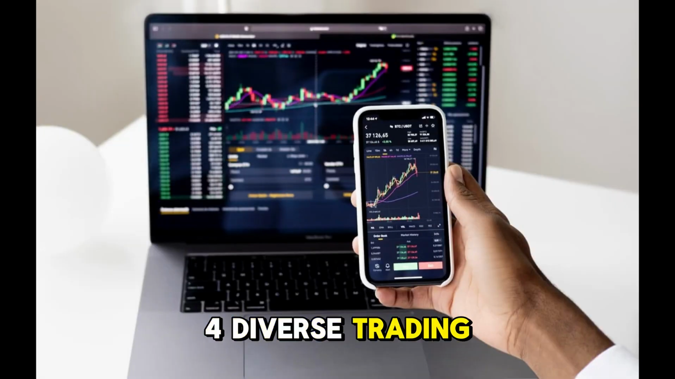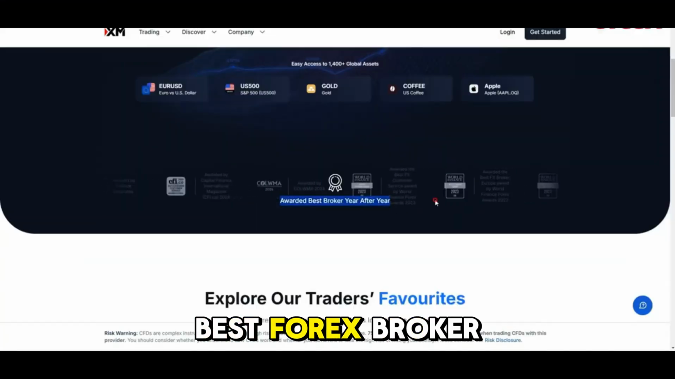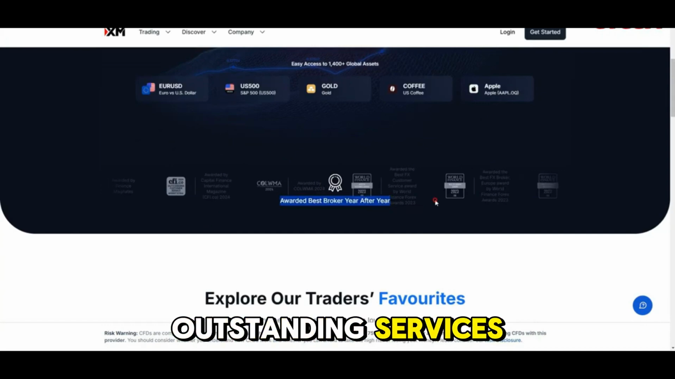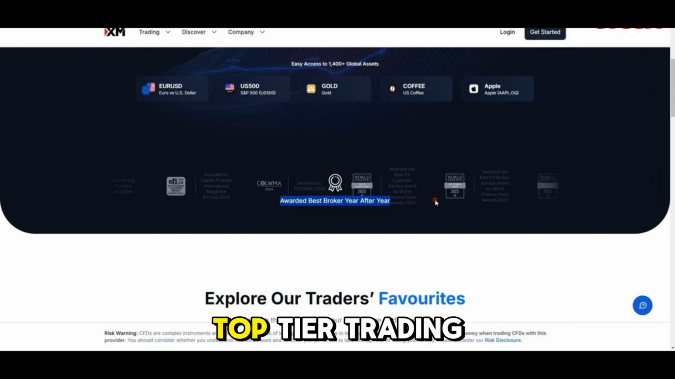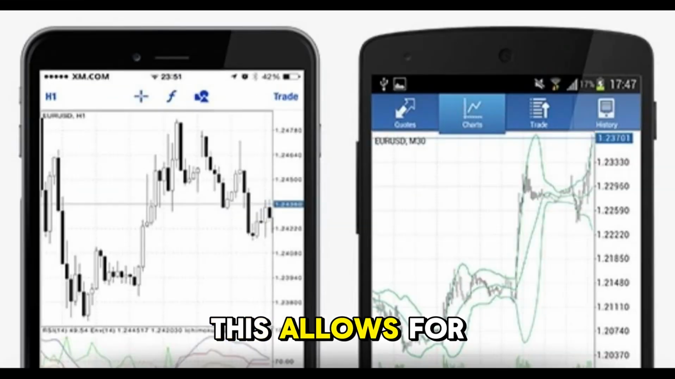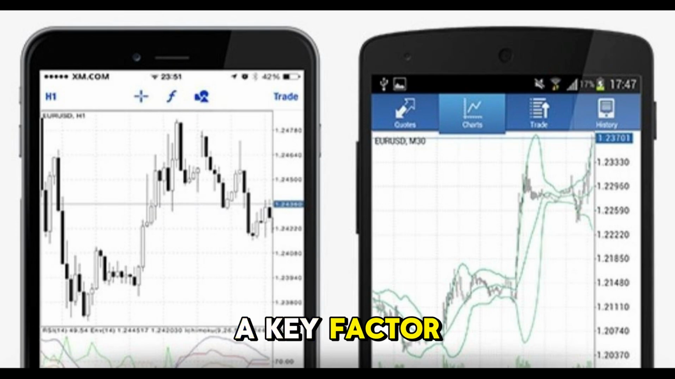4. Diverse trading strategies. XM Global gives you access to traders with different strategies and risk profiles. Whether you prefer low-risk strategies or are looking to take on a little more risk for potentially higher rewards, you can find a trader who matches your profile. This allows for greater diversification of your investment, which can be a key factor.